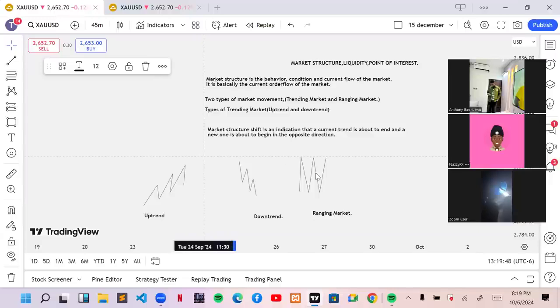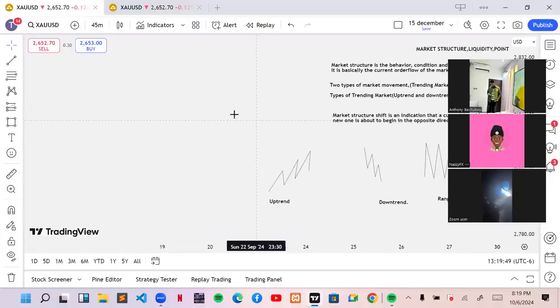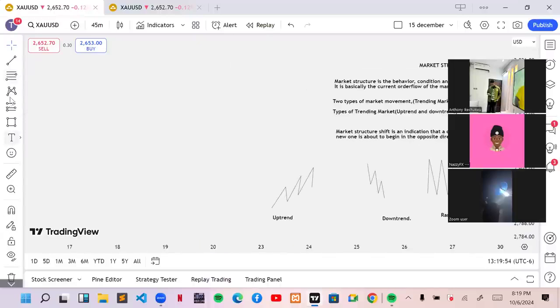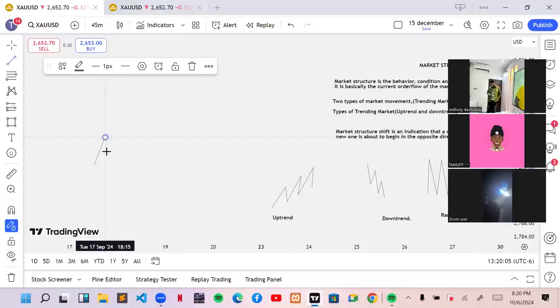Now, what do I mean by this? Market structure shift works majorly for trending markets. So let me give you an indication of a market structure shift. Let's say, for example, that price was previously on an uptrend. You see the market making a series of higher highs and higher lows. Instead of making another higher low to continue the uptrend, the market does something like this.